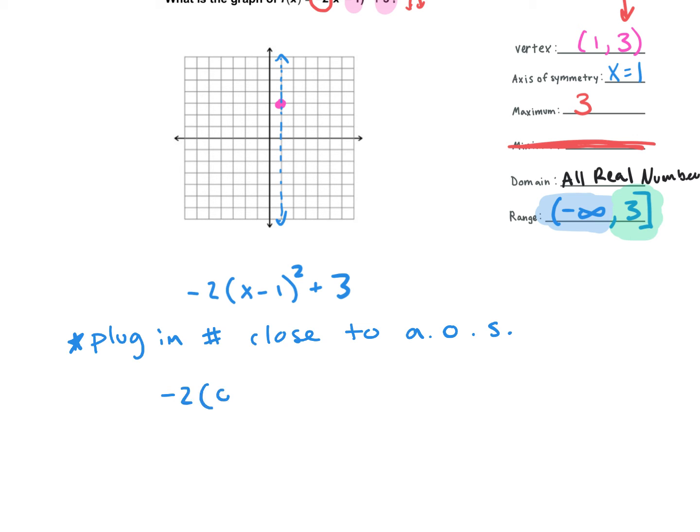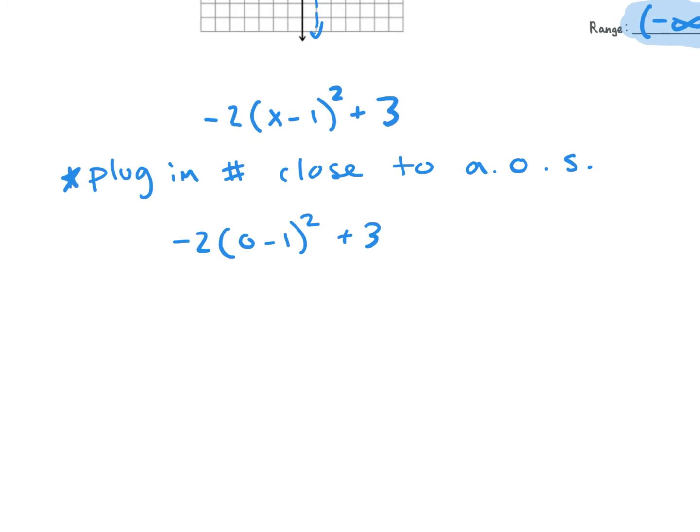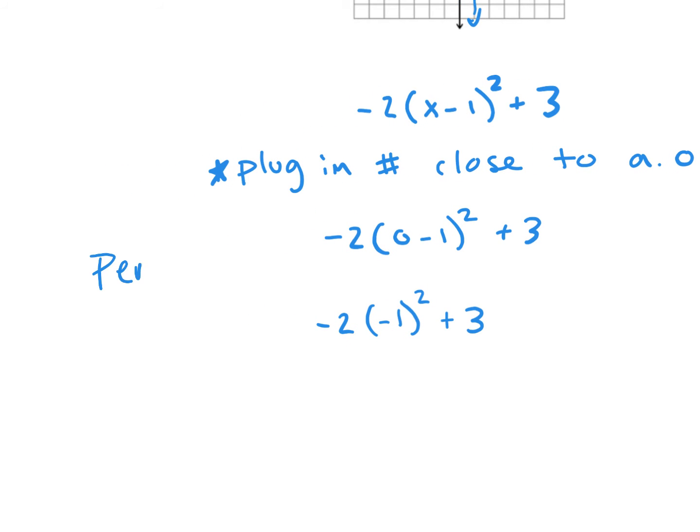So I have negative 2 times 0 minus 1 squared plus 3. So what do I have to do first here when solving? Parentheses. So negative 2 times, what's 0 minus 1? Negative 1 squared plus 3. So I did parentheses. What do I have to do next? The exponent. So what's negative 1 squared? Negative 1 times negative 1. Positive 1. So I did the exponent.